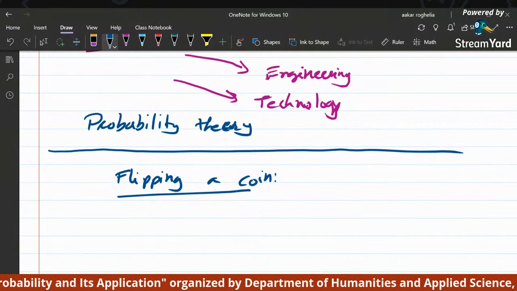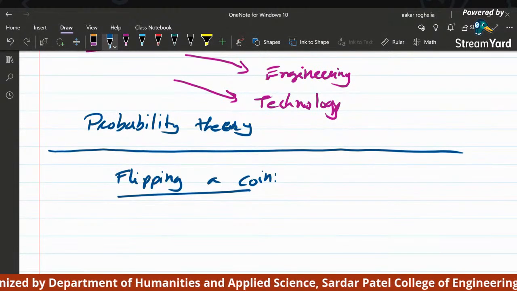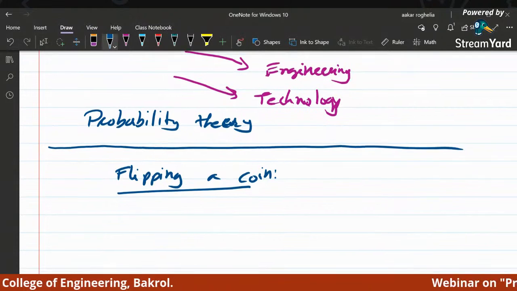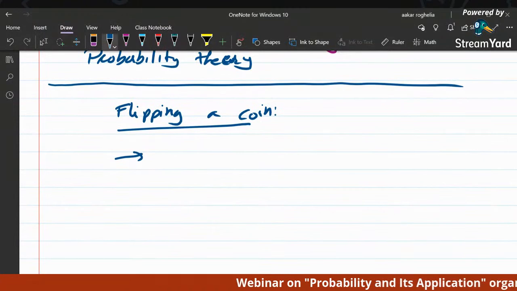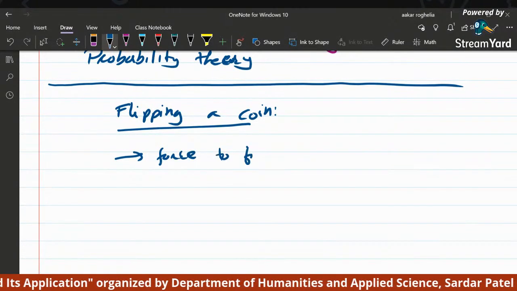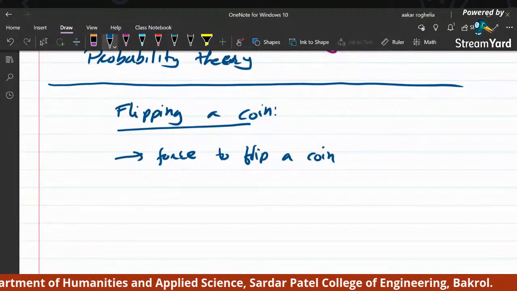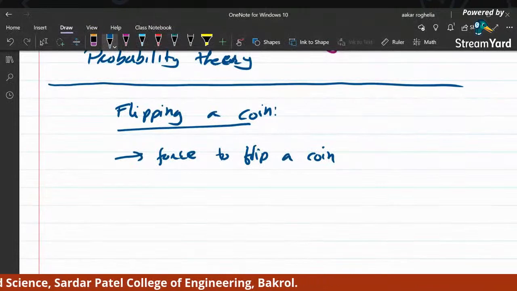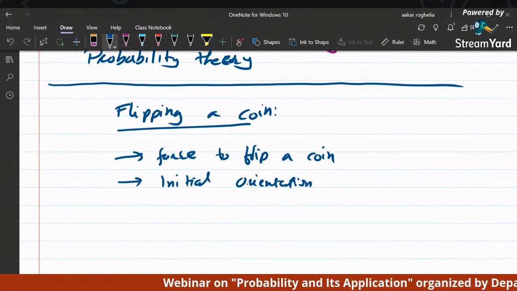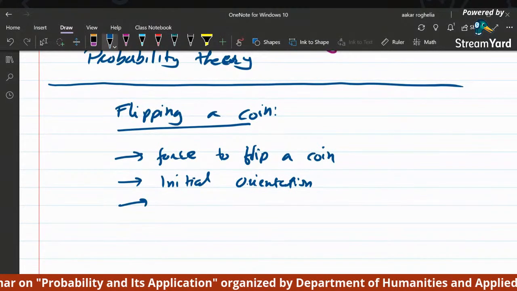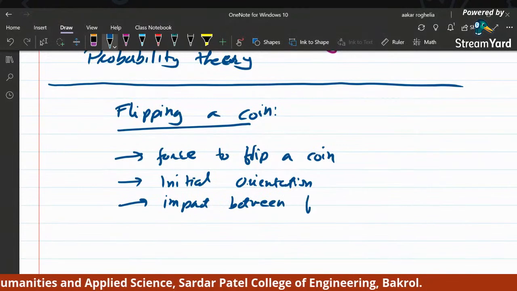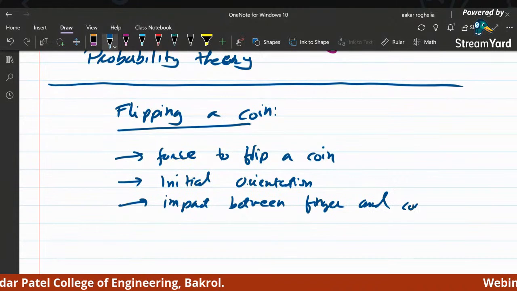So when you flip a coin, what happens? Yes, we know that there are only two possible outcomes, that we get either head or tail. But perhaps if we know some more information, let us say the force we are applying to flip a coin. Second, let us say it is the initial orientation. Third thing, the impact between finger and coin.